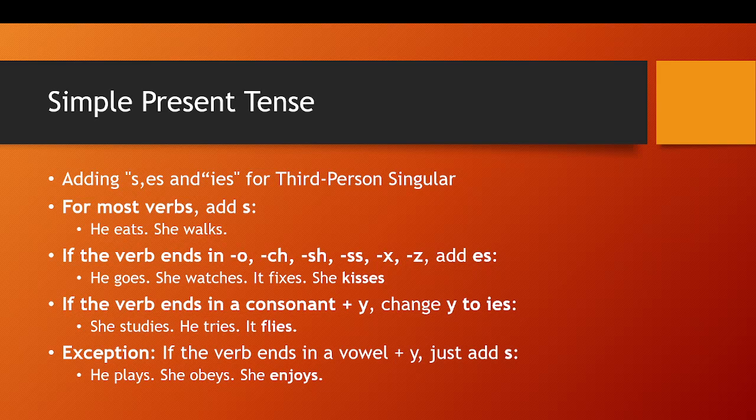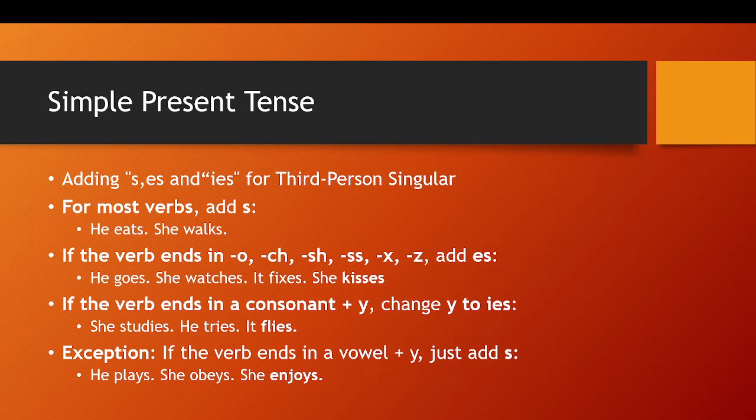When do we use adding S, ES, and IES for the third person singular? For most verbs, add S. He eats, she walks. Then if the verb ends with O, CH, SH, SS, X, Z, we have to add ES. For example, he goes, the verb ends with O. Then she watches, the verb ends with CH.